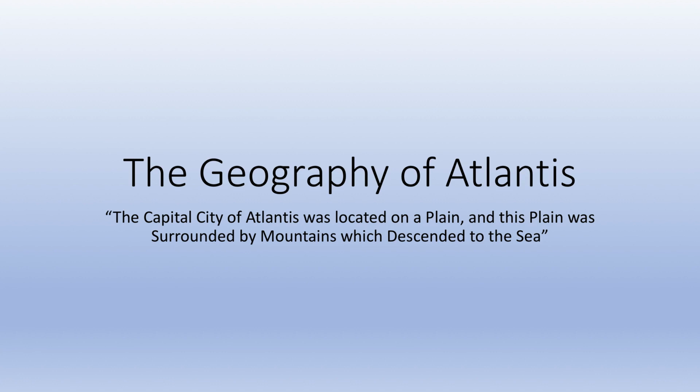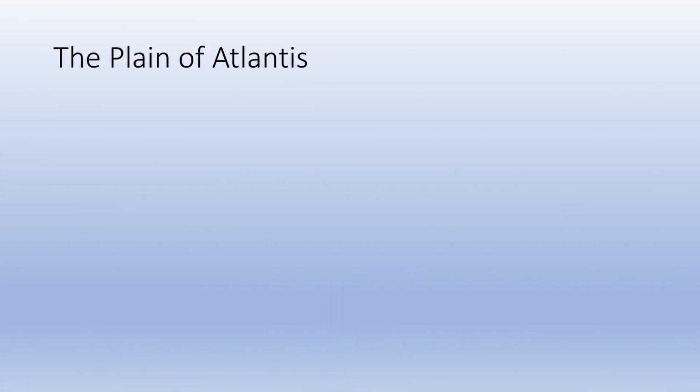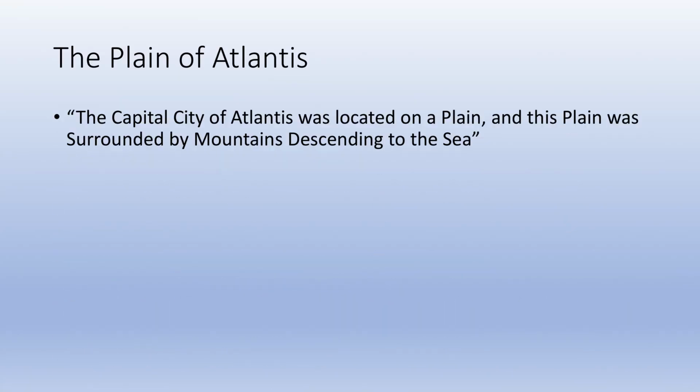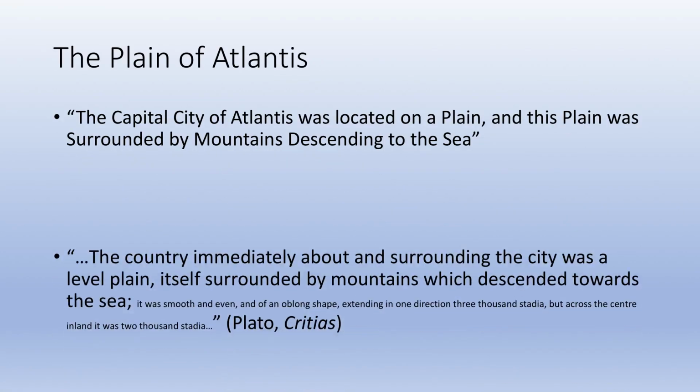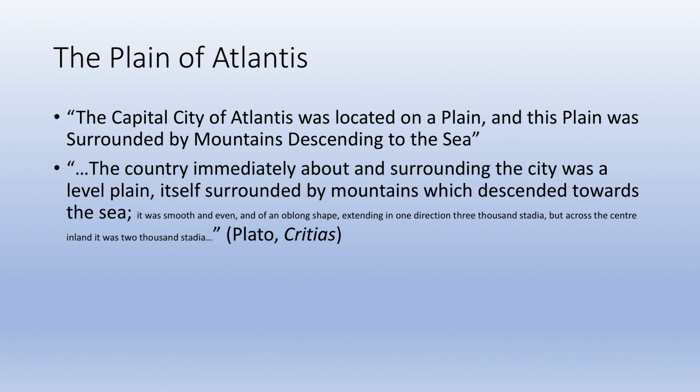Now, this isn't the actual exact quote from the dialogues of Plato, but it's just a paraphrasing of that exact quote. The precise quote that Plato provides is as follows: "The country immediately about and surrounding the city was a level plain, itself surrounded by mountains which descended towards the sea." As you can see, the concept of the plain is really the key fact described in this quote.